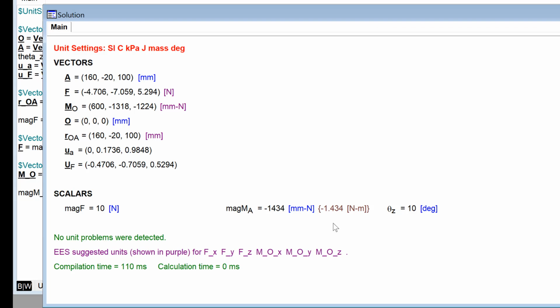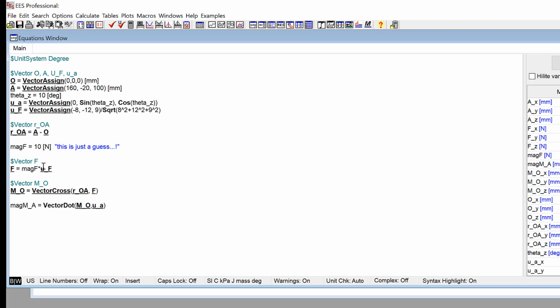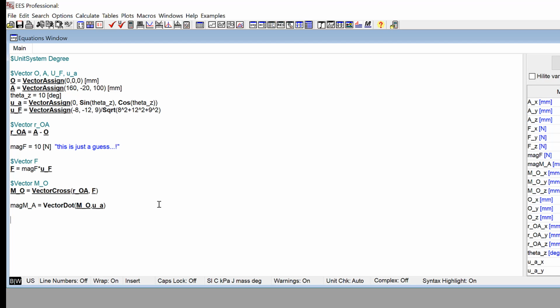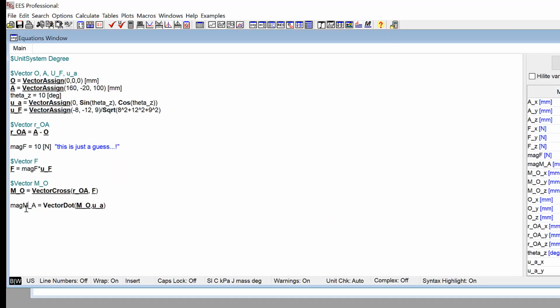And the other thing is that the moment that I'm getting for this positive force is negative, and that should make sense to you given that the line A is directed upwards, and so that force is trying to rotate me clockwise around that line, and that's a negative direction. All right, so at this point I have a working solution. I could just sit here and increase F until I get to, I guess in this case, minus 10 Newton meters of moment, or I can let EES do that for me.